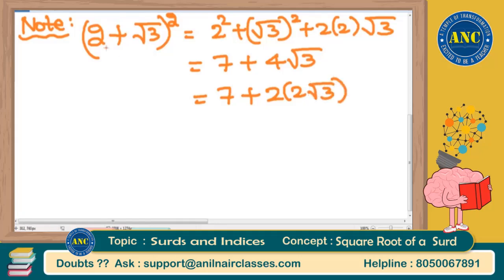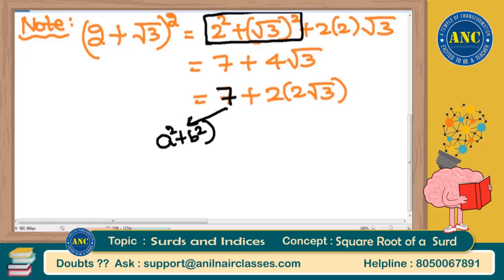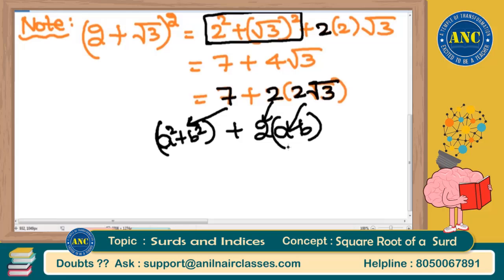Can I say that this 7 is nothing but the sum of these two terms? And what are those two terms? Those two terms are nothing but a square plus b square. Similarly, this 2 in 2 root 3 is nothing but the 2 in the (a + b) whole square formula. This 2 root 3 is nothing but 2ab, so in this question root 3 is nothing but ab.